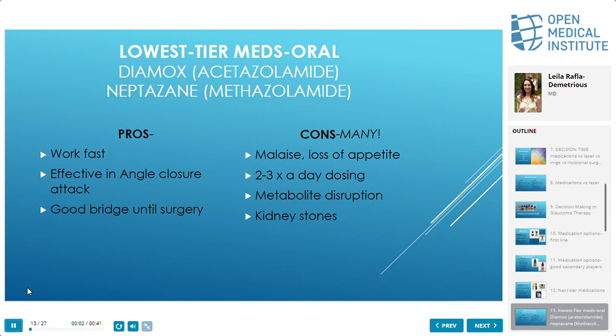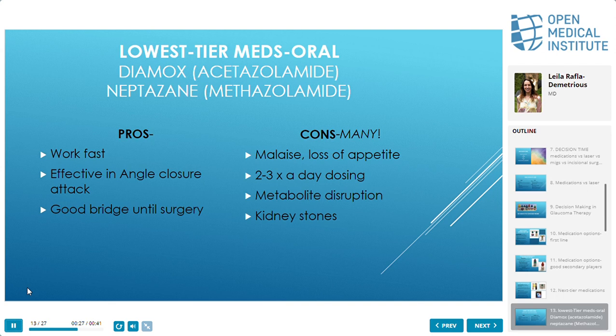And then the lowest tier is the oral medications, Diamox or acetazolamide, and Neptazane, which is methazolamide. These work really fast. Again, they're really useful in acute situations. They're a good bridge until surgery, but we all know these are hard for people to take for prolonged periods of time. They cause malaise, loss of appetite. They change the taste. They can't drink carbonated beverages.